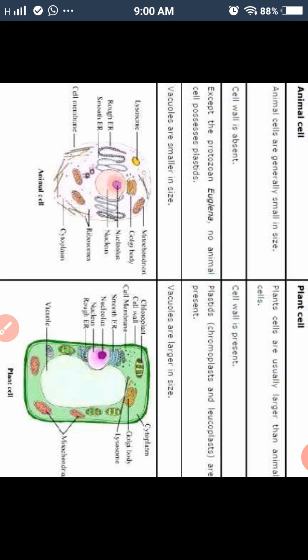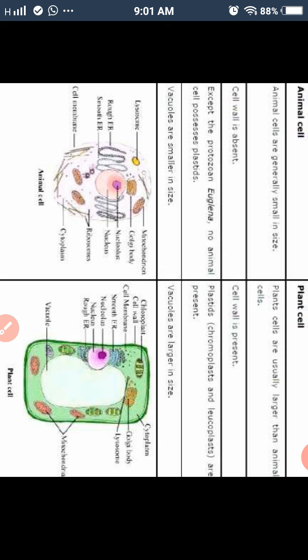Next, one cell organelle is the plastid. In animal cells, plastids are absent except in Euglena. It is a protozoan, a connecting link between plant and animal cell. This Euglena is a unicellular animal, but it possesses some plastids. In plant cells, plastids are present, like chromoplast and leucoplast. In the next video we will understand what a plastid is.